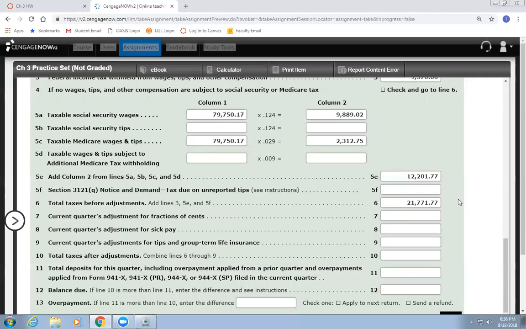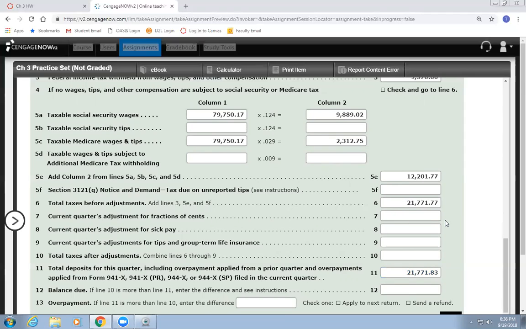Then I'm going to skip down to line 11. Line 11 wants the total deposits for this quarter, which they actually gave us up in our information. So on line 11, they give us how much we've already deposited or withheld, and that was $21,771.83.